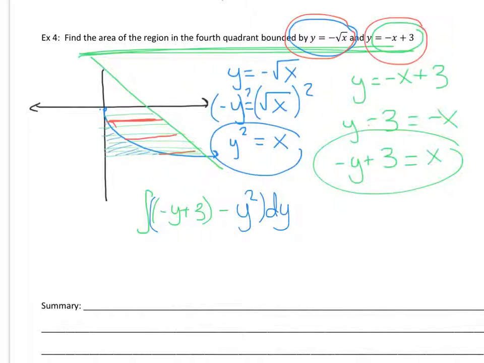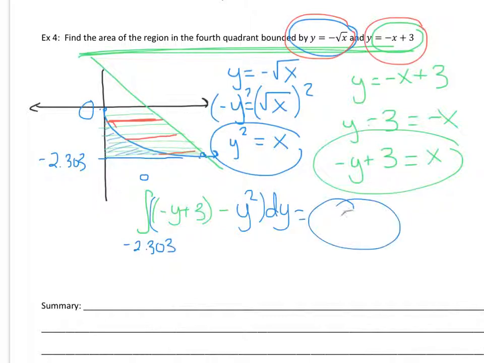Now, you need to figure out your bounds. So it's pretty obvious that this bound right here is 0, since it's at the top of my curve, right, that's the highest point of the area, that's going to be my upper bound. Now, this point right here, you should figure out that point of intersection, and maybe it's still in your calculator, but that y value of your point of intersection is negative 2.303, so that's going to be your lower bound. Okay, so go ahead and integrate this. You're capable of doing it to get your answer.